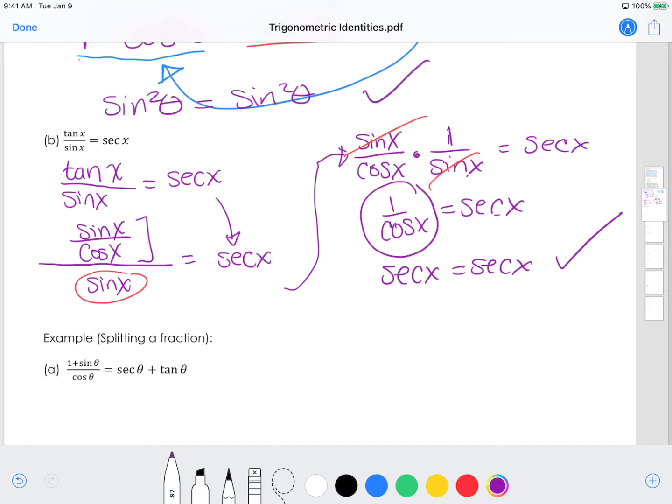So those two examples were showing how you can write everything in terms of sine and cosine, and then use your algebra skills to try to simplify it and show that the left and the right-hand side of the equal sign are the same.